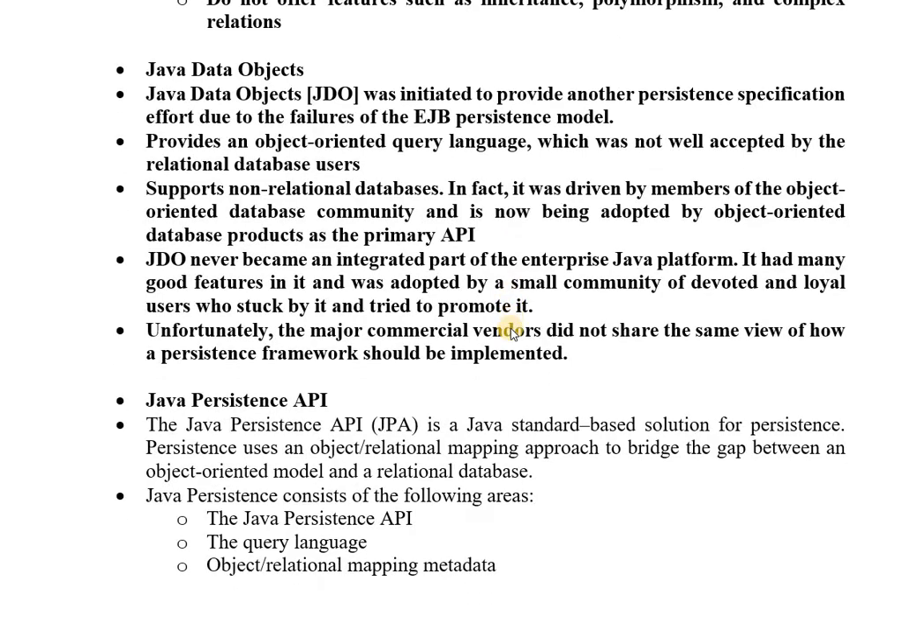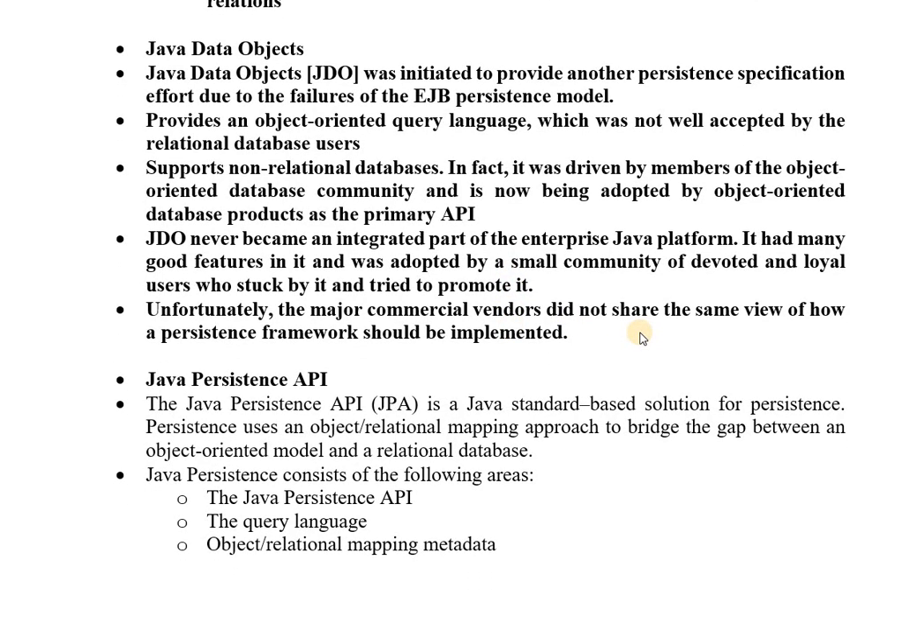So what is the next option for us? The next option is Java Data Objects, JDO. It is another persistence standard that came up due to the failure of EJB entity beans. Means EJB entity beans had some disadvantages, so we came up with Java Data Objects. Java Data Objects did provide you with an object-oriented query language. It did support non-relational databases, but the programmers, the commercial vendors, and the community never accepted JDO as an integral part of the enterprise Java platform. So that was a major showstopper for Java Data Objects. No one really accepted that framework.